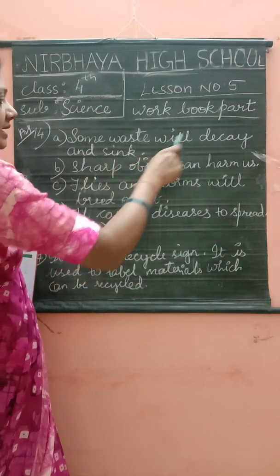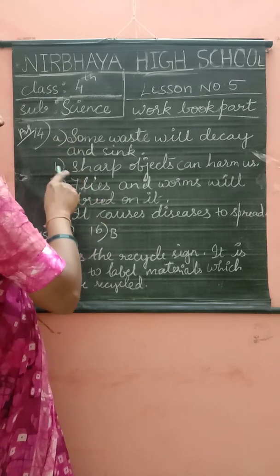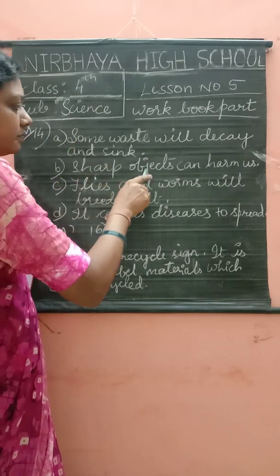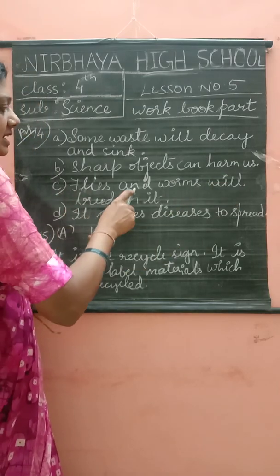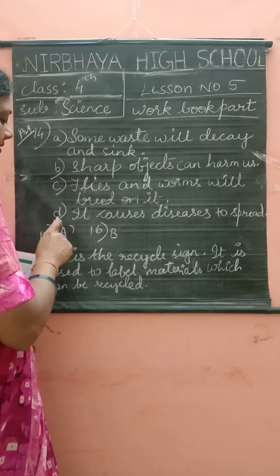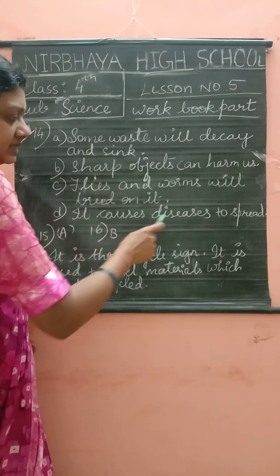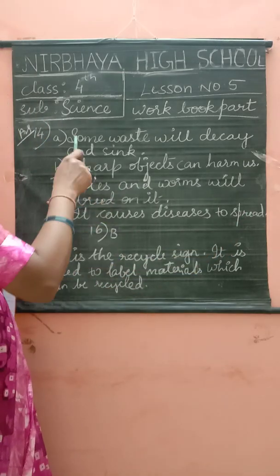Point A: Some waste will decay and sink. Point B: Sharp objects can harm us. C: Flies and worms will breed on it. And D: It causes diseases to spread. I am repeating the answer once again, children.